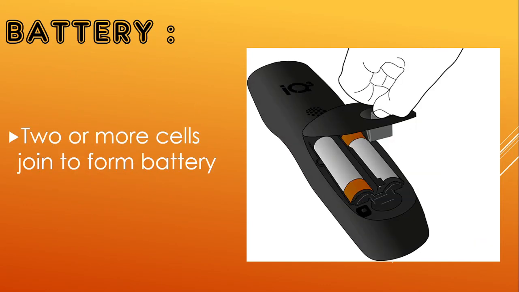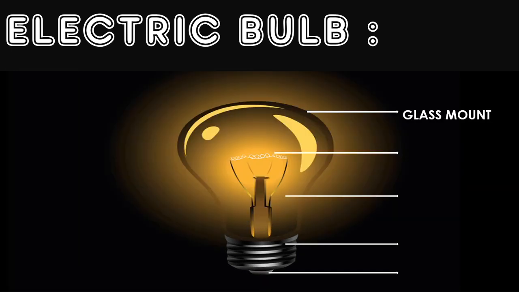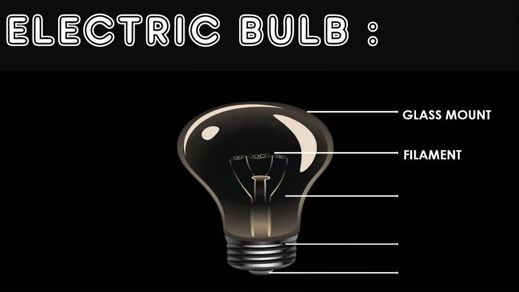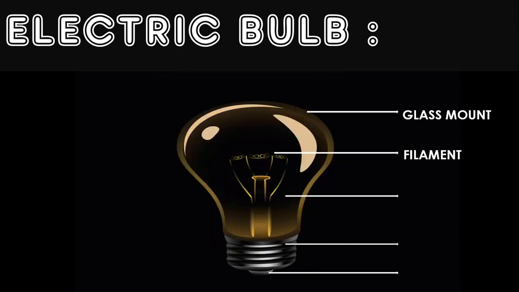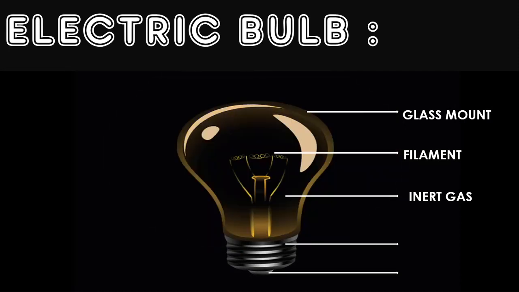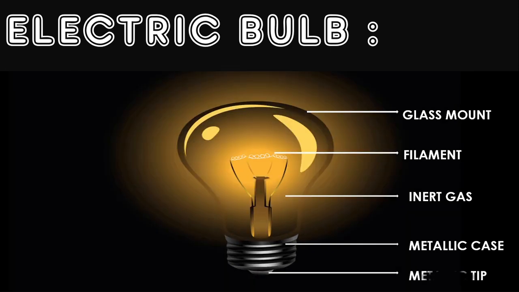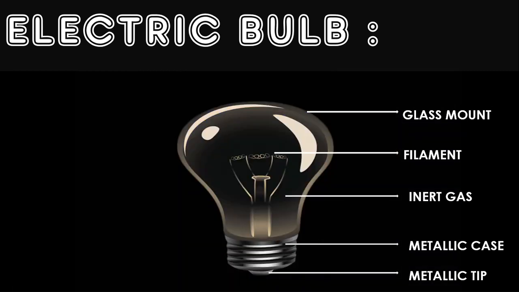Next we are going to see about an electric bulb. The outer covering is called the glass mount. The part of the bulb which glows is called the filament and it is made up of tungsten. Inside the glass mount, it is filled with an inert gas called argon. At the base, they have a metallic case and a metallic tip. These two things are said to be the terminals of an electric bulb.